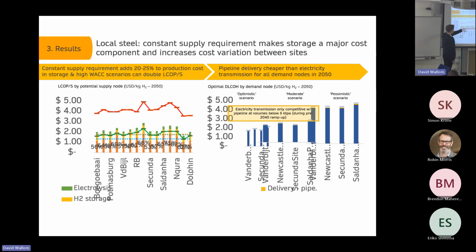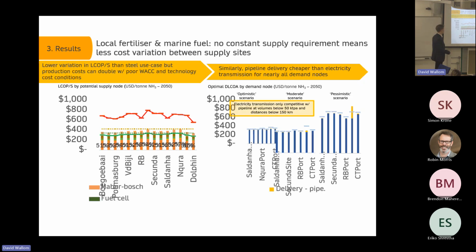Another thing to point out, those are the delivered costs across scenarios, so the optimal delivered costs, and you'll notice that the actual delivery cost, so the yellow part, is a very, very small proportion of the overall delivered cost. This is when we look at green ammonia for local applications.